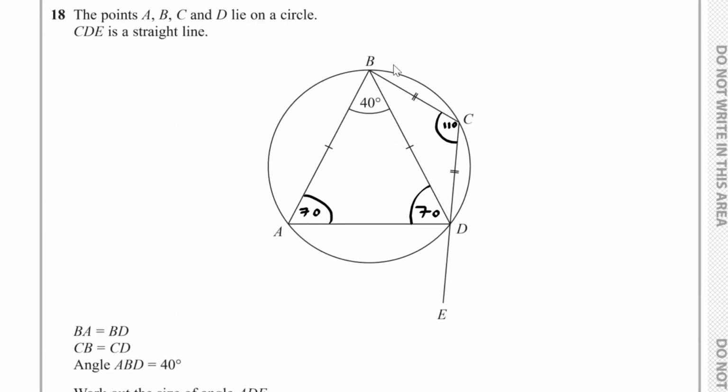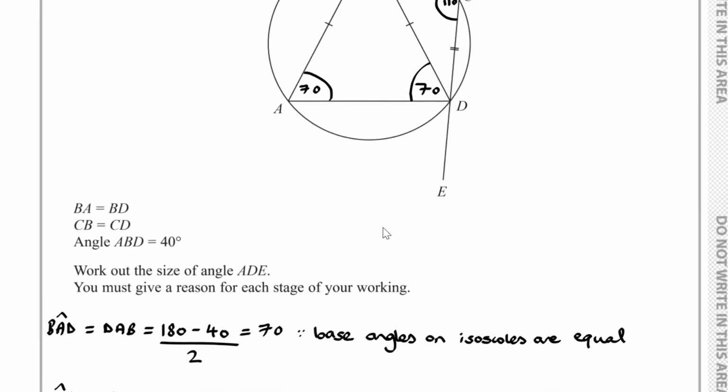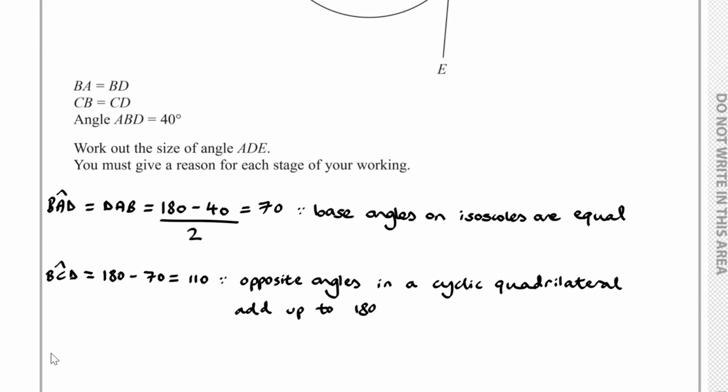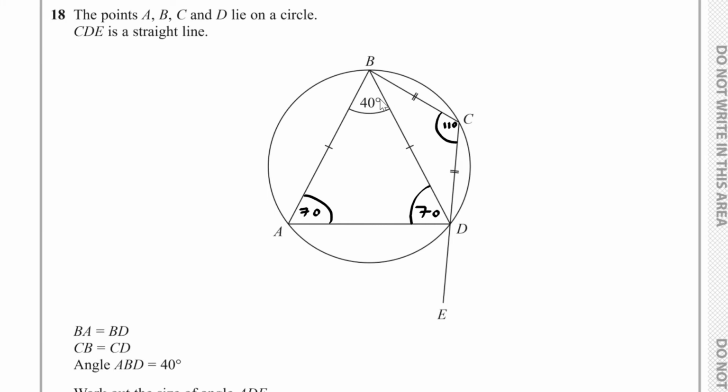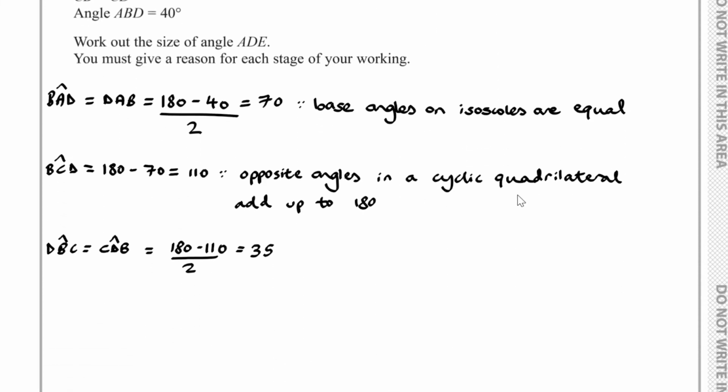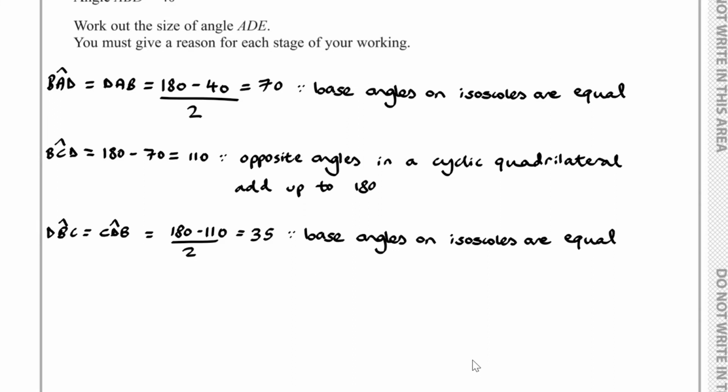And again, similarly, because we have an isosceles triangle, we can work out the angle DBC and the angle CDB. So next, the angle DBC is equal to the angle CDB, which is equal to 180 minus 110 divided by 2, which is 35. So here we have 35 degrees, and here we also have 35 degrees. So let's state the reason for this: the base angles on an isosceles triangle are equal.